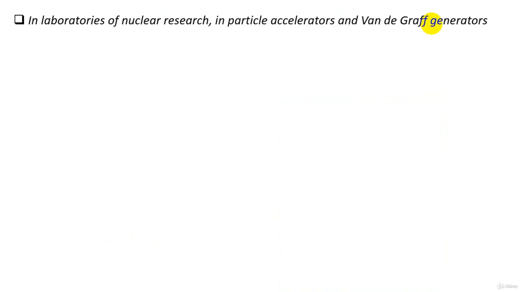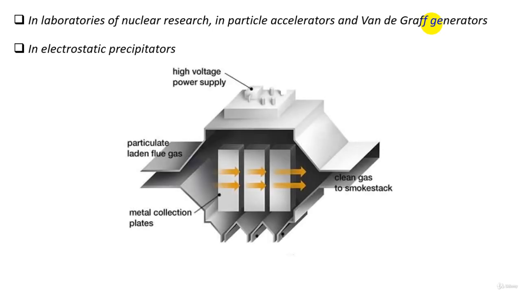Another application is that high voltage is also used in laboratories of nuclear research in particle accelerators and Van de Graaff generators to produce a very high DC voltage. Also, high voltage is used in electrostatic precipitators. An electrostatic precipitator is a type of filter or filtration system that uses static electricity to remove soot and ash from exhaust fumes before they exit the smokestacks. This is one common air pollution control device.